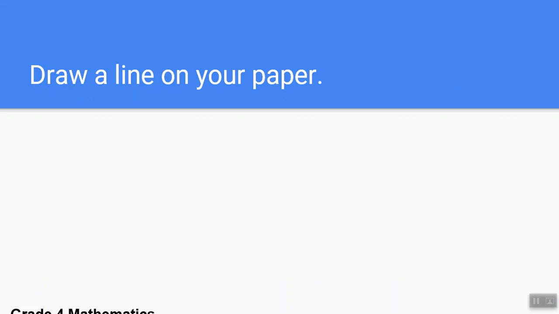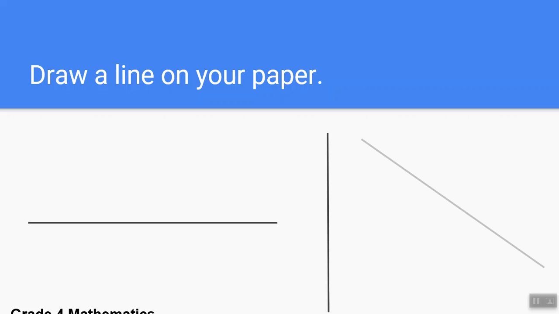Right now, I'd like you to draw a line on your paper. This is what your paper should look like right now. There are no endpoints or numbers when you draw a line. This is another variation of a line you could have drawn. And another variation. So here you can see three different versions of a line.